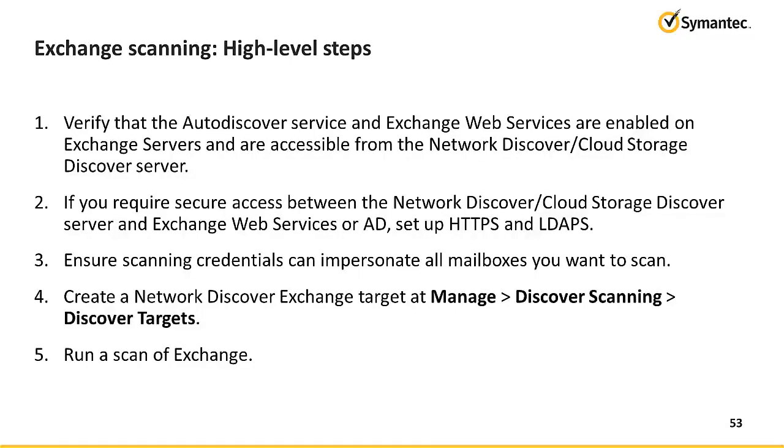Step 1. Verify that Exchange Web Services and Auto-Discover service are enabled on the Exchange server and are accessible from the Network Discover Cloud Storage Discover server. Step 2. If you require secure access between the Network Discover Cloud Storage Discover server and Exchange Web Services or Active Directory, set up HTTPS and LDAPS. By default, Network Discover uses secure connections to the Exchange and Active Directory servers. Step 3. Ensure that the credentials you plan to use for scanning can impersonate all the mailboxes you want to scan. Step 4. Create an Exchange target. And lastly, run a scan of Exchange.